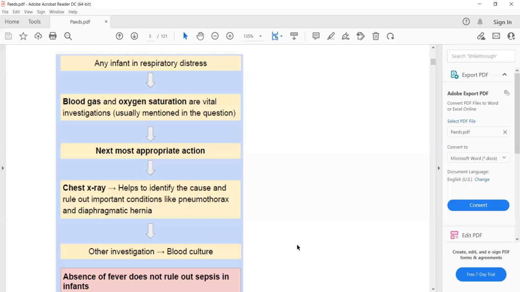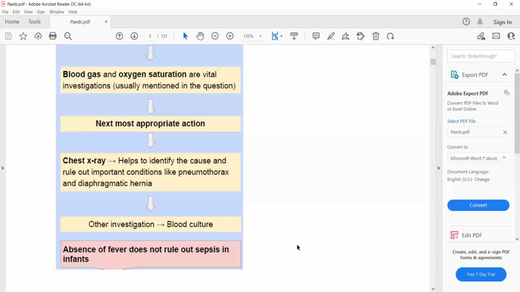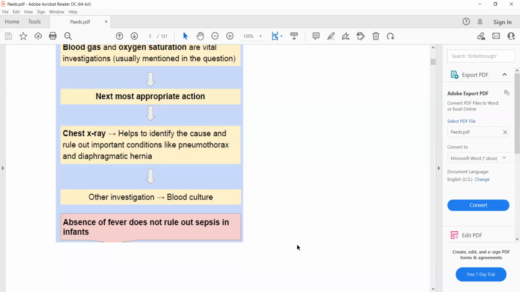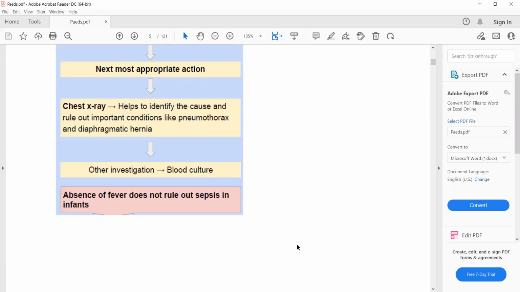And after chest X-ray, the other investigation is blood culture, to rule out sepsis. Remember that absence of fever does not rule out sepsis in infants. So after chest X-ray, it is necessary that you send a blood culture to see if there is any bacteremia.